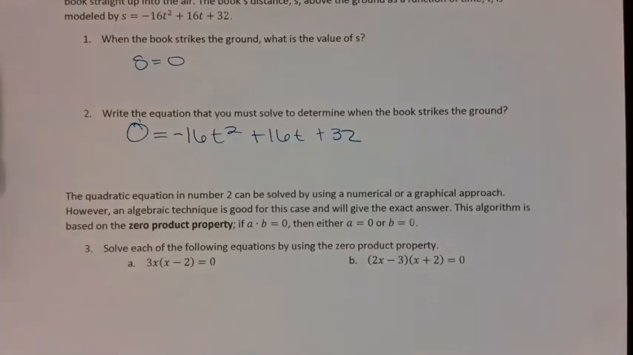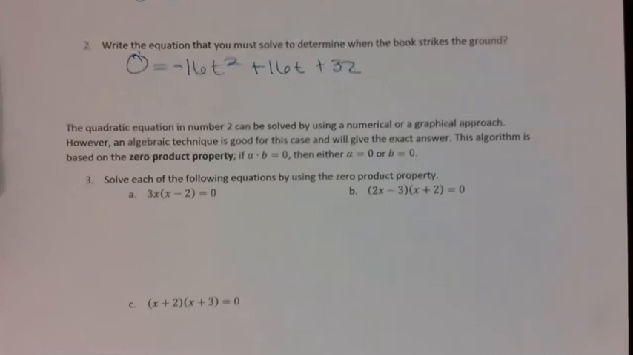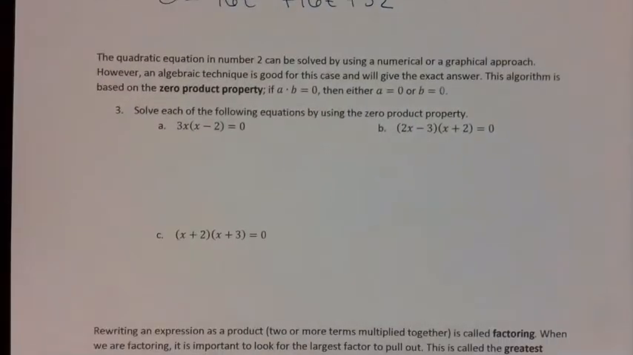So we can solve this using a numerical or graphical approach. There is an algebraic technique for this case that's pretty good. It's called the zero product property, and it's where if we multiply two things together and it equals 0, then one of them has to equal 0. So we want to solve these equations using the zero product property.